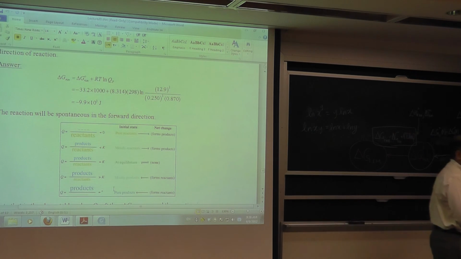Questions? Yes. Is this only in bars? You have to use bars. You can work with atmospheres. Whatever you choose, be consistent. Exactly. Lauren, question? Why did you multiply 33 by 1,000? Because that's in kilojoules. The R is in joules. Okay.